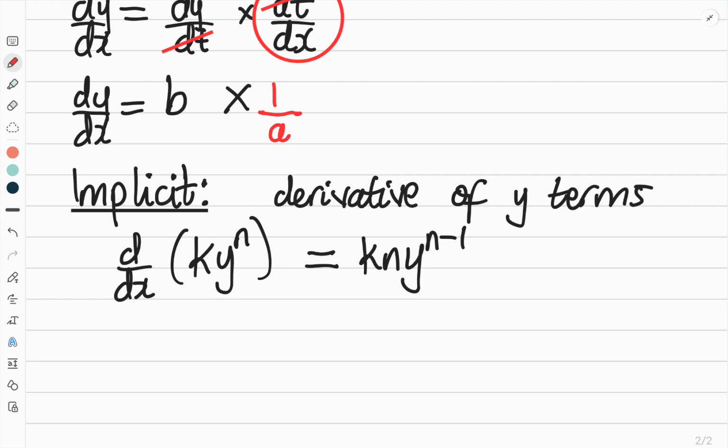But most importantly, I had to use a different color for this one. You then put a suffix of dy dx. So whenever you are differentiating a y term, you just do the same thing you were doing for your x, but you should always put the suffix dy dx. So that's with implicit functions.